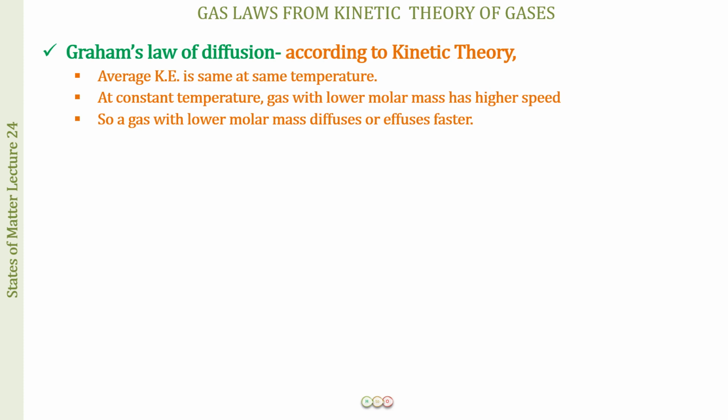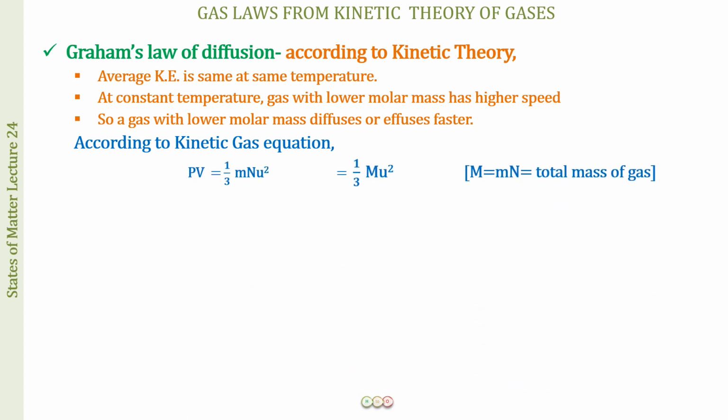Now, how do we explain or derive Graham's law of diffusion from the kinetic gas equation? Let us see that also. So we have PV equal to 1 by 3 mnu square, where m is the mass of each gas molecule and n is the number of gas molecules. So if we multiply these, what are we getting? We are getting the total mass of the gas. Let us represent this by the capital M. So now u square is going to be equal to 3PV by M, right? 3 gone this side, M gone down. So we have u square is equal to 3PV by M.